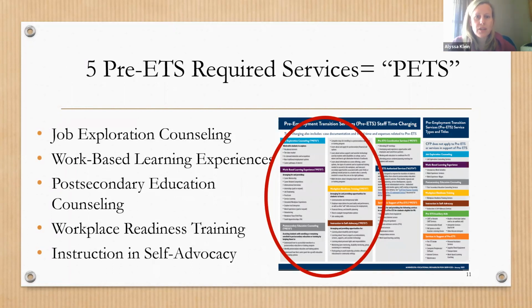So I've circled here where you can find the 5 Pre-ETS required services on the desk aid. And again, all of those services, whether you're providing or you're arranging those services, would be charged as Pre-ETS.